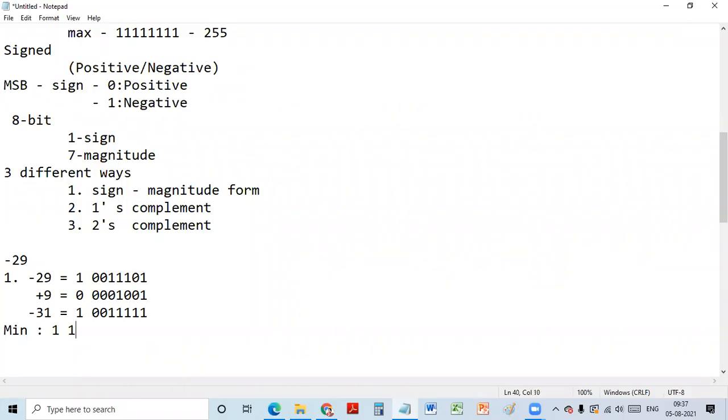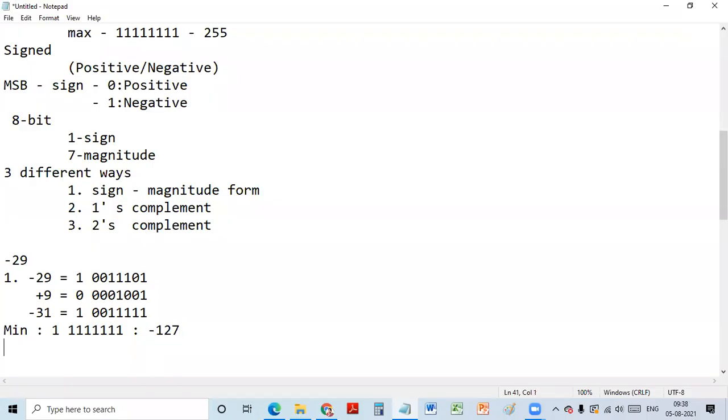All ones. Because minus 7 is smaller than minus 1. So whichever has the higher magnitude, that number is the minimum number. That's why our 7 bits will be 1. So what is its value in decimal? The sign bit is 1, so it is minus, and the 7 bits are 1. So applying the powers of 2, we get 2 power 6 and so on, which is 127.